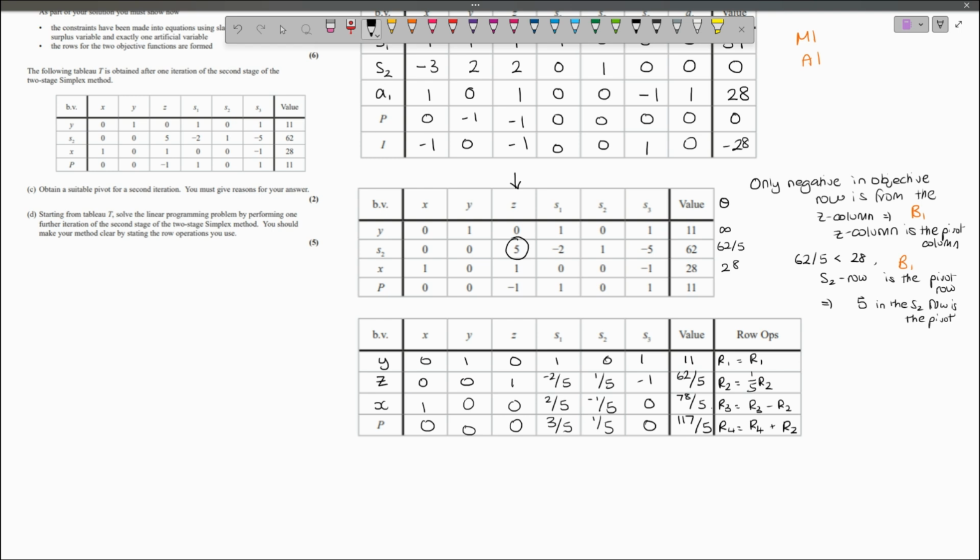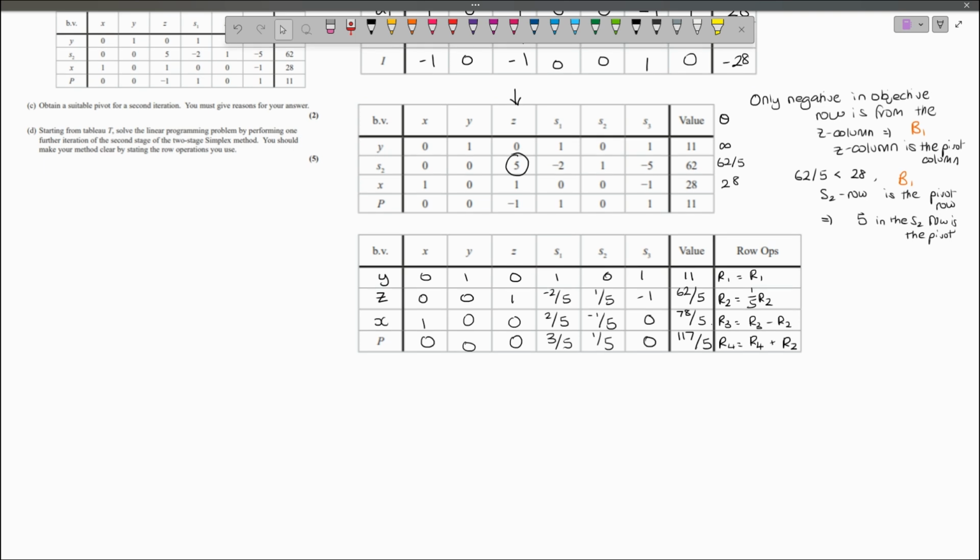So where do the marks come from for this question? Have we actually solved this question? We've not actually confirmed that just yet, so we do need to confirm that. So no more negatives in the objective row implies that we are finished.